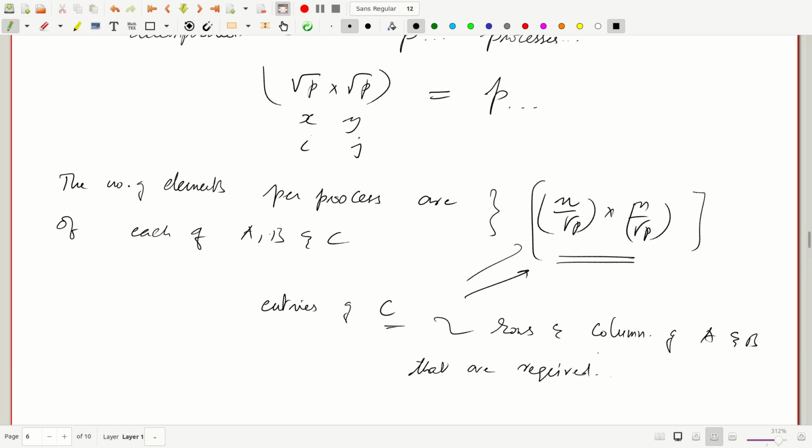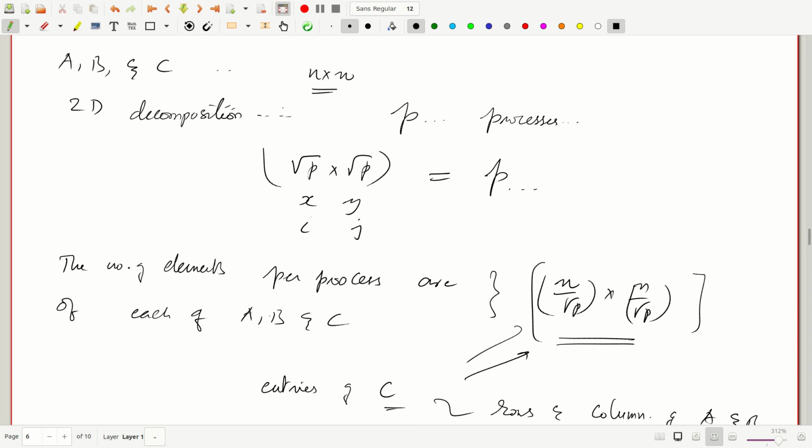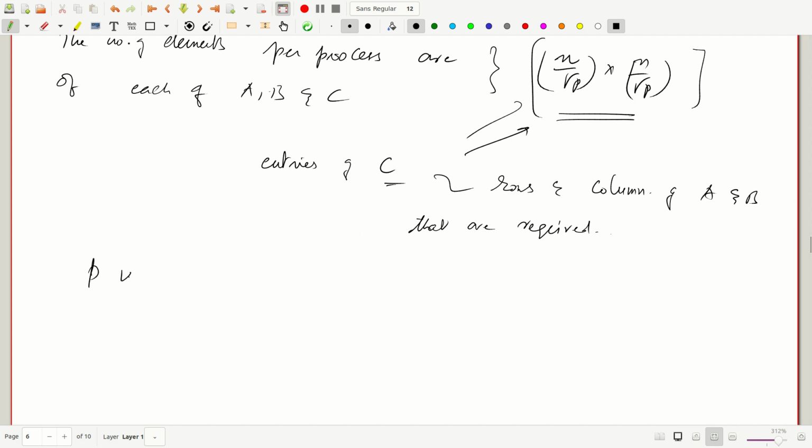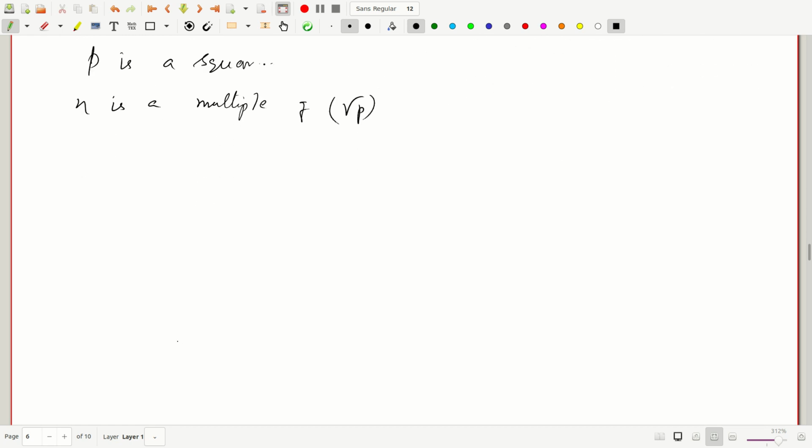Of course, we also have to make a few assumptions about divisibility. For example, we assume that P is a square number, and we also assume that n is a multiple of square root P, so that you get another integer here. Then the process needs to reference n by square root P by n by square root P of C that needs to be calculated. So far so good. We are now decomposing our A and B using a 2D decomposition. Let us see if we can do that.